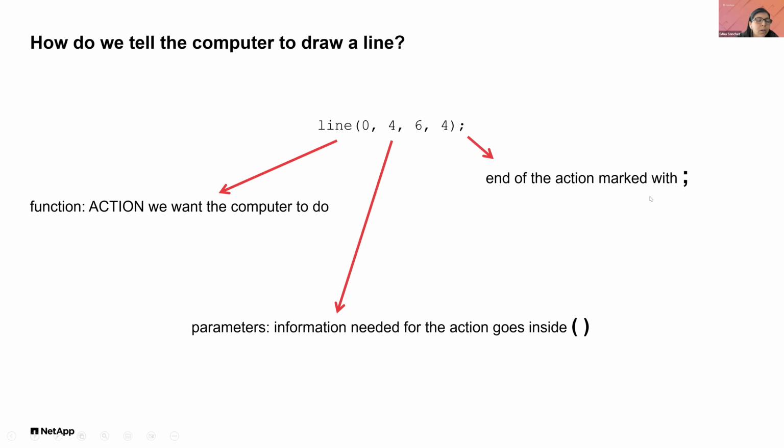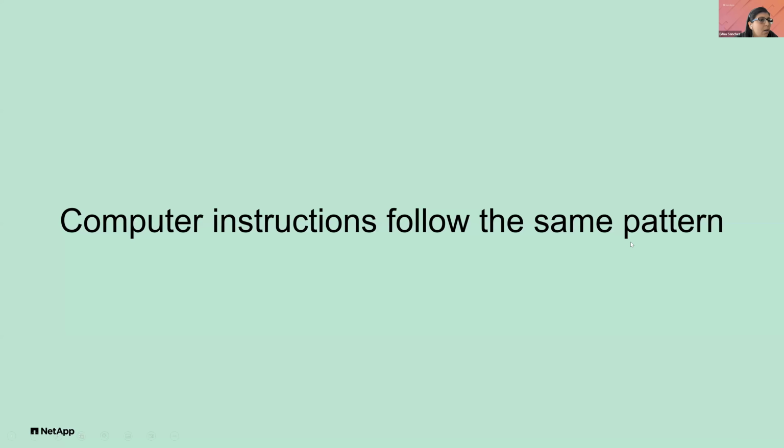So as we start writing code, we're going to be seeing this pattern over and over. And this brings us to the next important point to keep in mind. Computer instructions follow the same pattern. The pattern, as we just went over, is to write the function and then the information you need for the computer to carry out this action inside round brackets, and then a semicolon at the end.